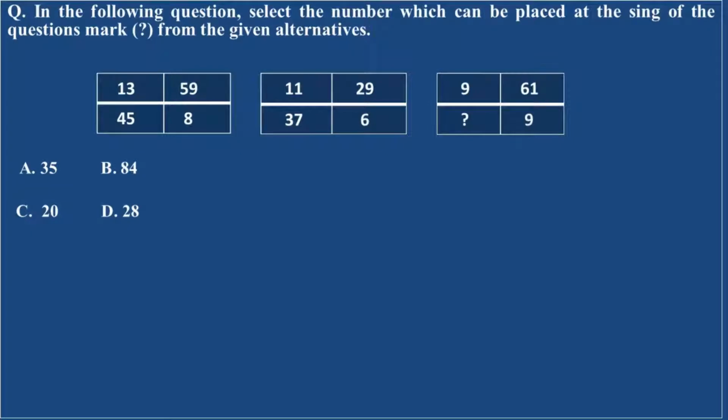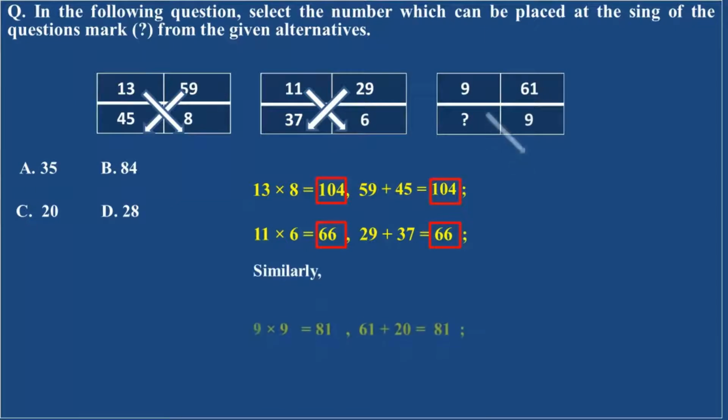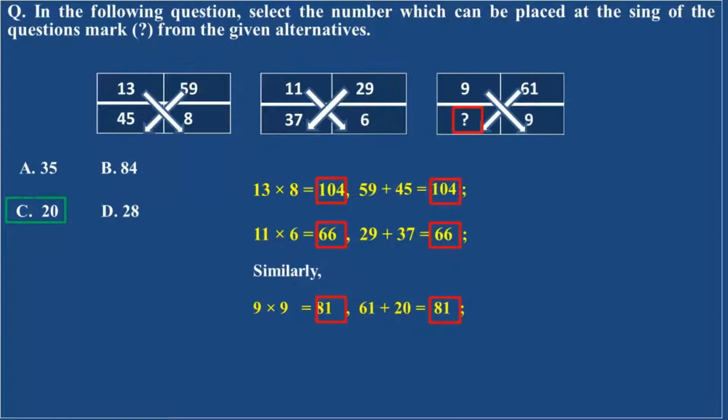Let's see what logic is used in this problem. We can see in matrix 1 that 13 is multiplied by 8, which is equal to 104, and 59 is added to 45, which is equal to 104. Inside matrix 2, 11 is multiplied by 6, which is equal to 66. 29 is added to 37, which is equal to 66. Similarly, in matrix 3, 81 is obtained by multiplying 9 by 9, and 81 is obtained by adding 61 to 20. Hence, option C is the right answer. Let us proceed to the next question.